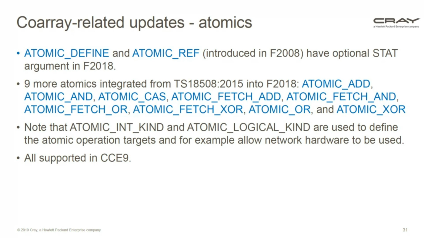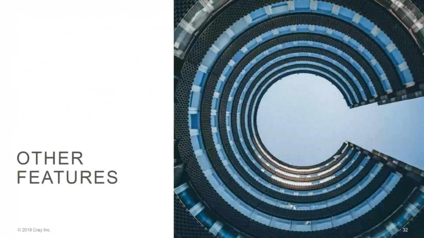If you do some of these atomics, they're actually done in the NIC. So the efficiency can be higher than doing them to the memory space of your application. So there are new atomics, things like compare and swap atomics with fetch, that have been implemented. Okay, so that's co-arrays, and then some random other features that we thought were just interesting.